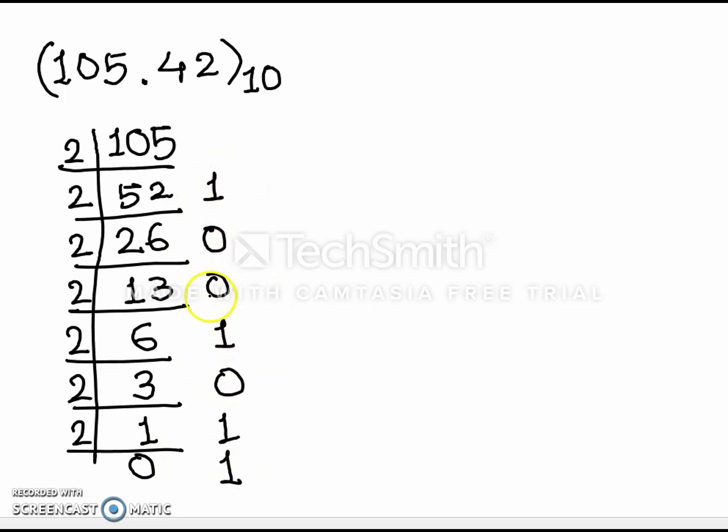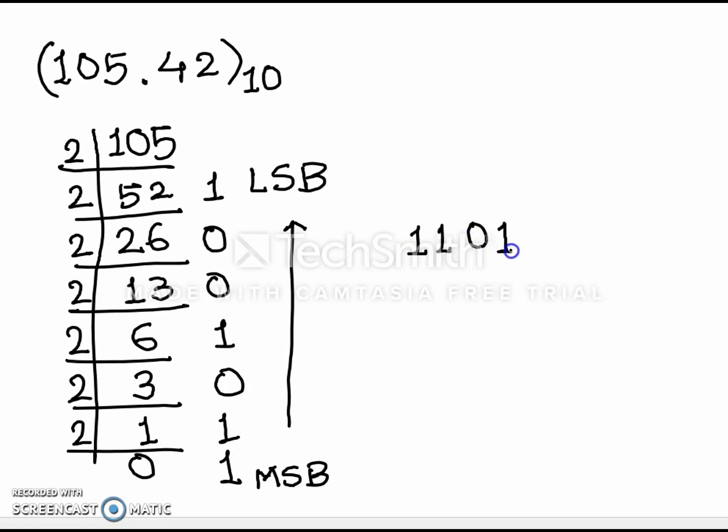So these remainders are the binary equivalent of this integer part. Now when you write the answer, this will be the most significant bit of your integer part answer, and this will be the least significant bit. So your answer for the integer part will be 1101001 in binary format.